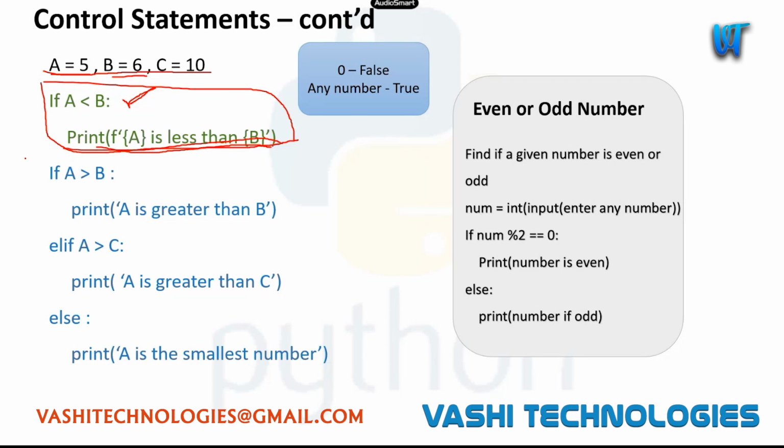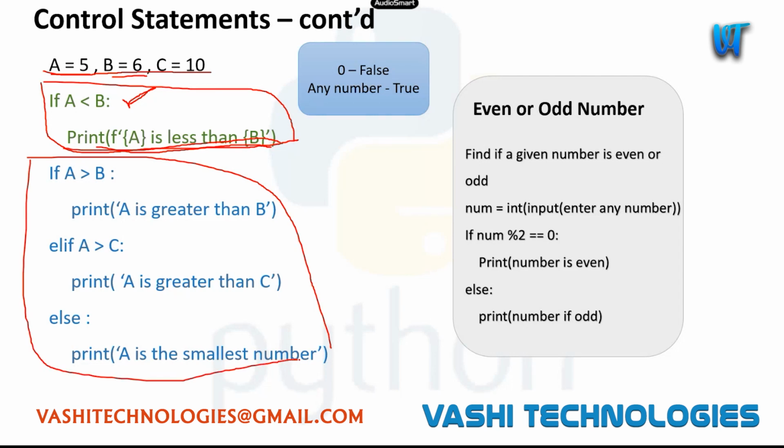Then we have this second statement. This is an if else ladder. We have an if condition, then an elif condition, and then an else condition, right? So first it will check this condition, if A greater than B. That evaluates to false, the reason being A is less than B, right? Then it will check elif A greater than C. It will check for this condition.